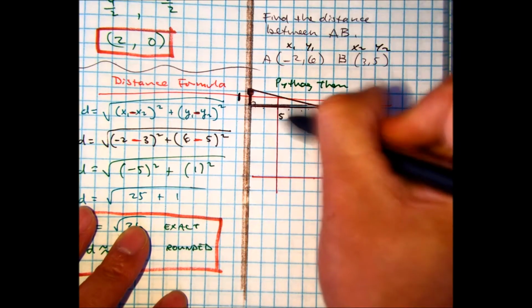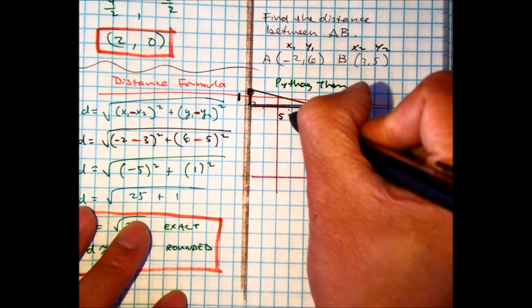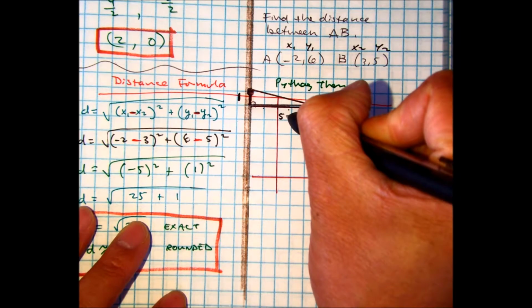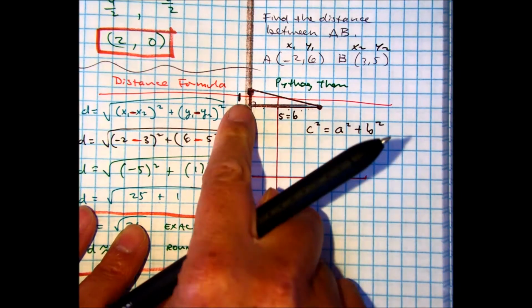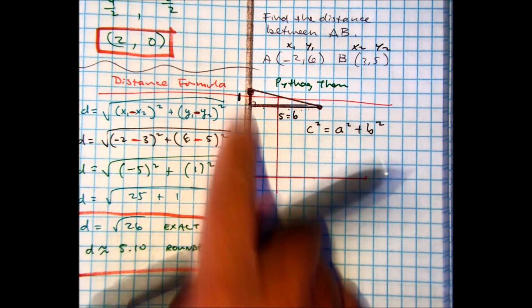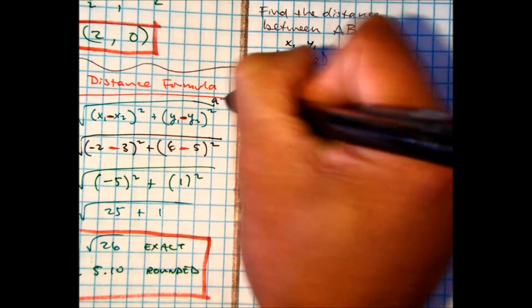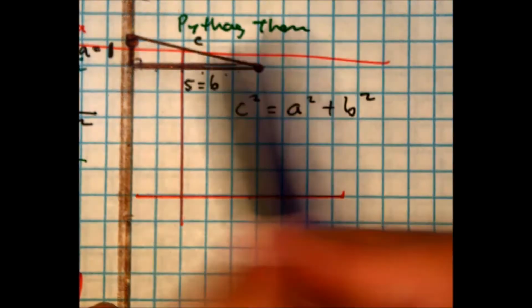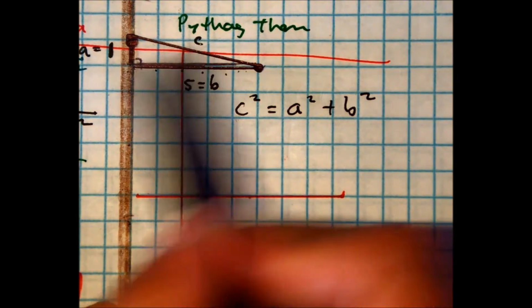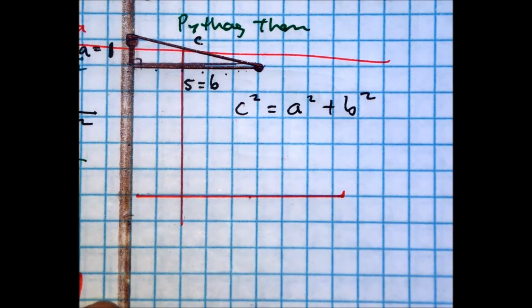Class, this value, is it A, B, or C? B. Doesn't matter as long as it's not C. What value is that one? B. And this one is C. And we know that's a C value because it's the longest side. It's the hypotenuse, it's across from the right angle. Let's go ahead and do our substitutions.